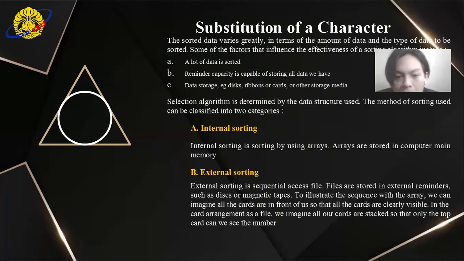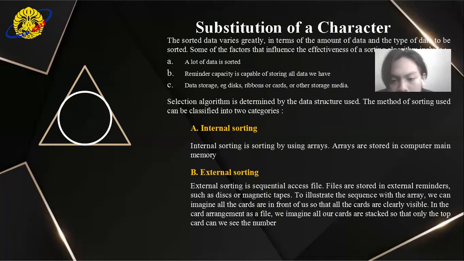The methods of sorting used can be classified into two categories. The first category is internal sorting. Internal sorting is sorting by using an array. Arrays are stored in the computer's main memory. And the second category is external sorting. External sorting uses a sequential access file. Files are stored in external memory such as disk or magnetic tape.